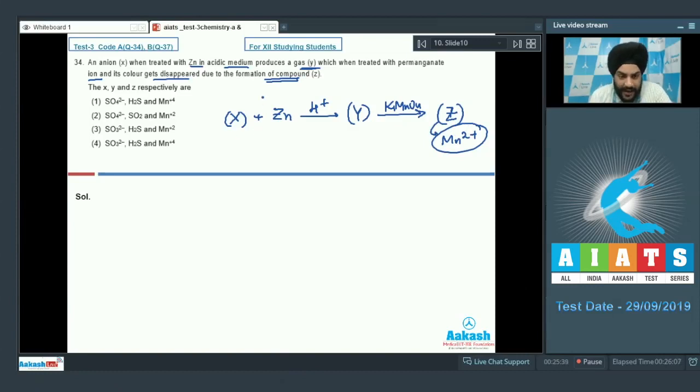Okay. And if we talk about the compound X or the anion X, we have two options, sulfate or sulfite. So we know that sulfite, when it is allowed to get reduced by zinc in presence of acidic medium, forms H2S gas. So students, the anion X has to be sulfite ion, whereas the compound Y has to be H2S, whereas the compound Z, as we had seen before, was Mn plus 2. So students, if you look at the options very carefully, we can clearly see that for this question, we have to mark the correct answer as option 3. Let us look at the next question now.